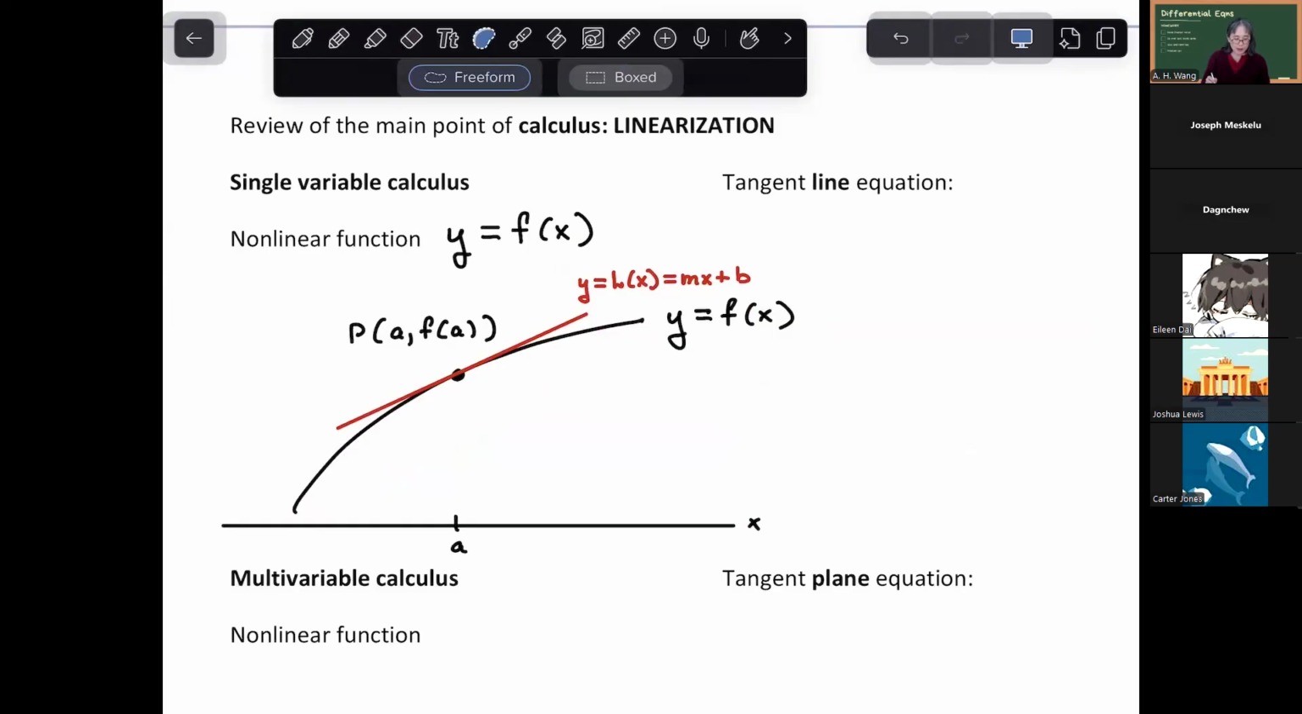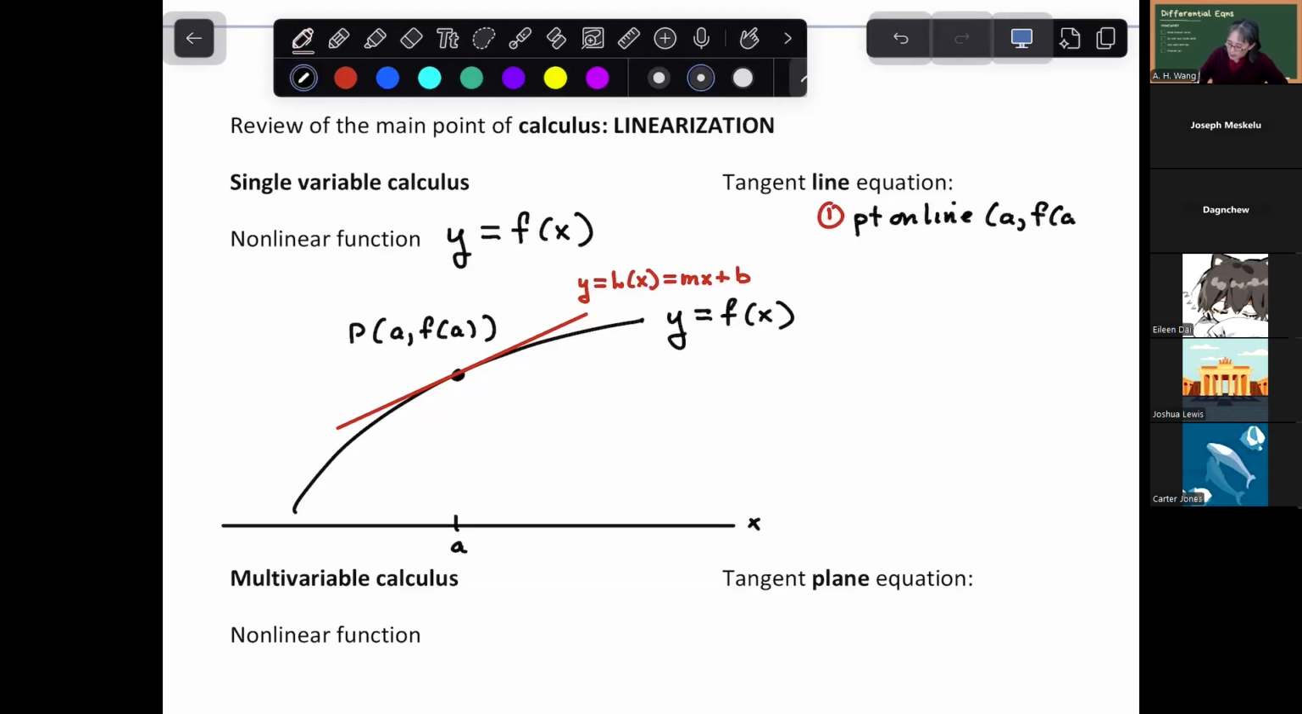Now, with us, how do you find the L, right? So you all know that the entire purpose of calculus was to find the derivative, and that is the slope. So the slope of the tangent line is f prime, right? So you need two things. One, you need a point on the line, a, f of a, and number two, you need the slope.